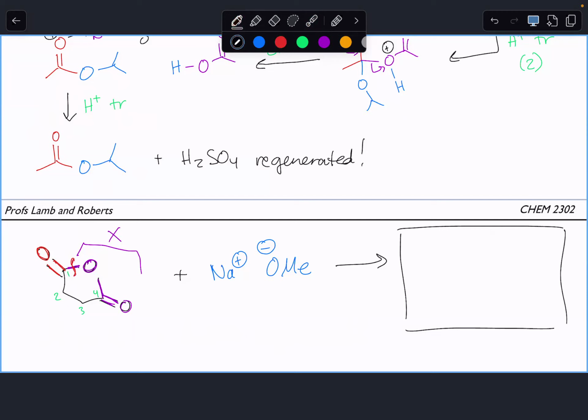So how would I approach this problem? I would try to draw it in almost the same orientation. Numbering my carbons, 1, 2, 3, 4. Okay. So my purple part is down here. Right, so I broke the bond between the purple oxygen and the red carbonyl here. And I need to replace the X group with the nucleophile.